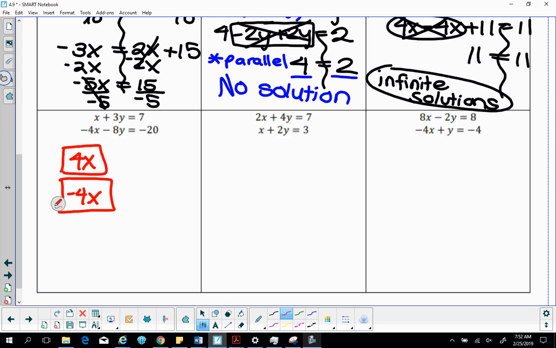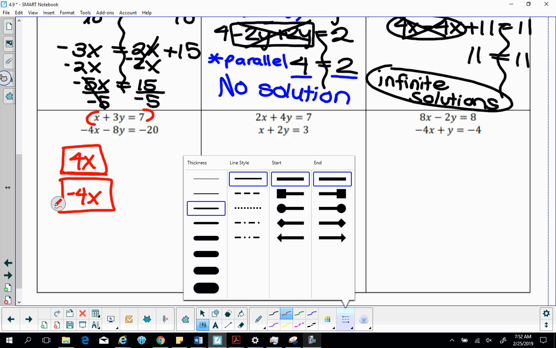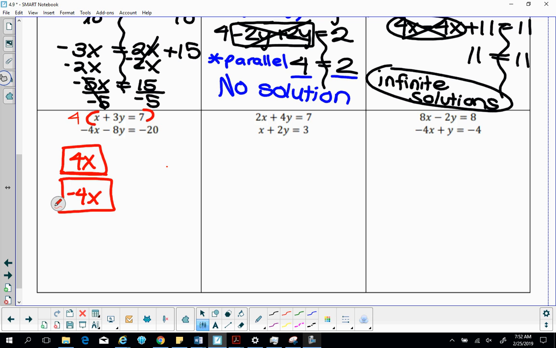So what do I need to multiply to x to get it to be 4x? 4. And so the biggest problem I saw lately is that you're not multiplying to every single number. So 4 times 3y is 12y. 4 times 7 is 28. So make sure you multiply to each term in that equation. Do I need to do anything to the bottom equation to get it to be negative 4x? Or is it already like that? It's already like that. So I'm just going to rewrite that equation. This is what we learned last class.